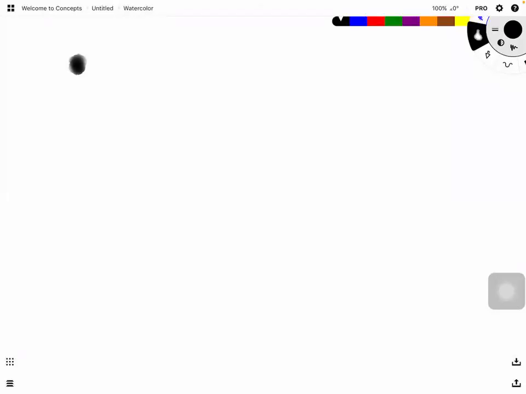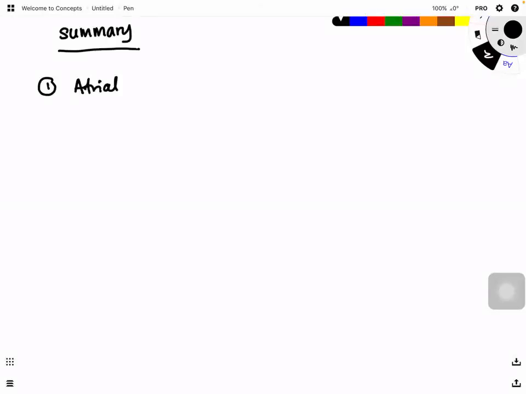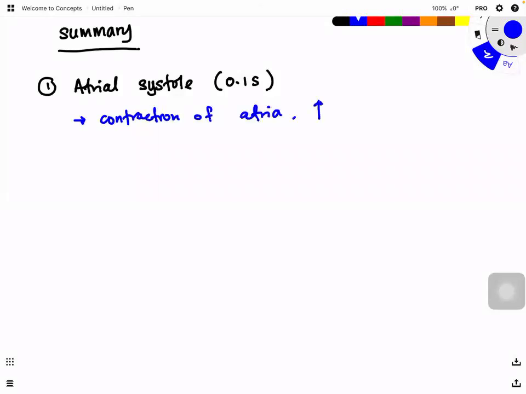So as a summary, we start with the first phase, which is atrial systole. It lasts about 0.1 second. So what is the main event here? The main event is contraction of the atrium, which means that we increase the pressure.